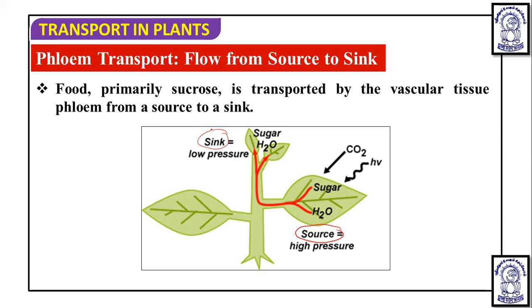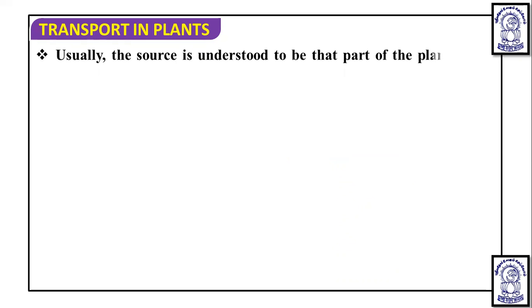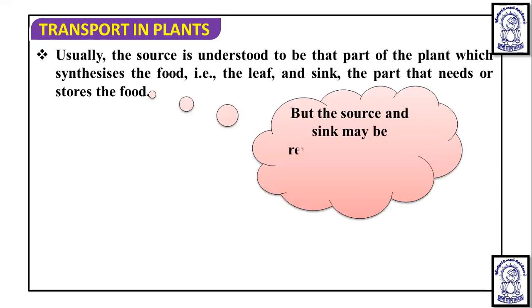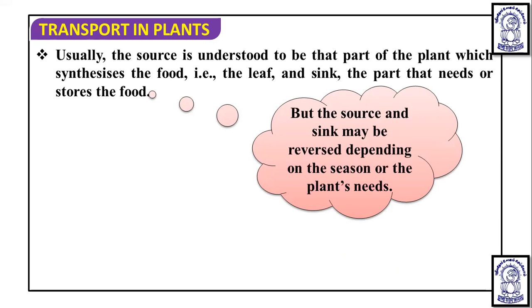Growing tissues usually act as a sink, meaning they need nutrients. And the source is the region where the synthesis takes place. Here you can see that in the presence of light and CO2 the food synthesis is occurring, so leaves are acting as a source. Usually the source is understood to be that part of the plant which synthesizes the food, usually the leaf, and the sink is the part that needs or stores the food. Particularly the root acts as a sink, and other young parts which need this food.